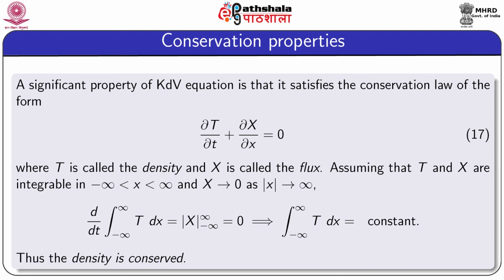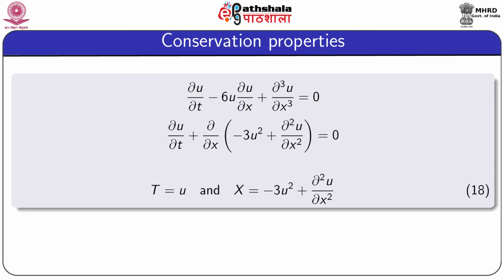Now, we shall go back to the nonlinear KdV equation, which is given by del u by del t minus 6u del u by del x plus del 3u by del x cube equals 0. This is the standard form of the equation. Now, this equation can be written in the form del u by del t plus del by del x of minus 3u square plus del 2u by del x square equals 0, where capital T is equal to small u and capital X can be assumed as minus 3u square plus del 2u by del x square.